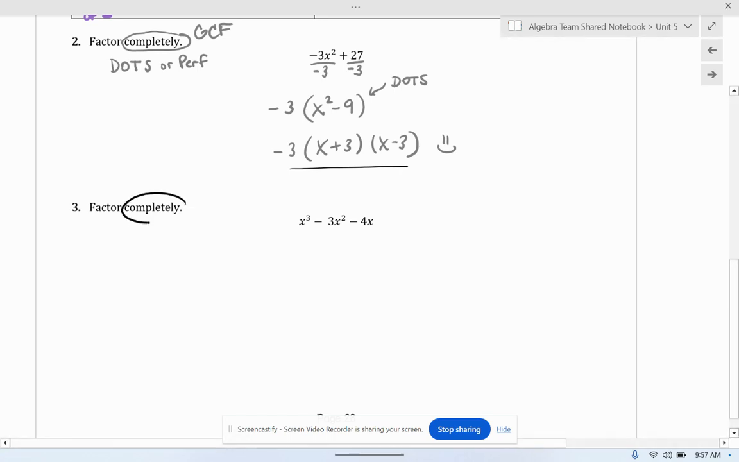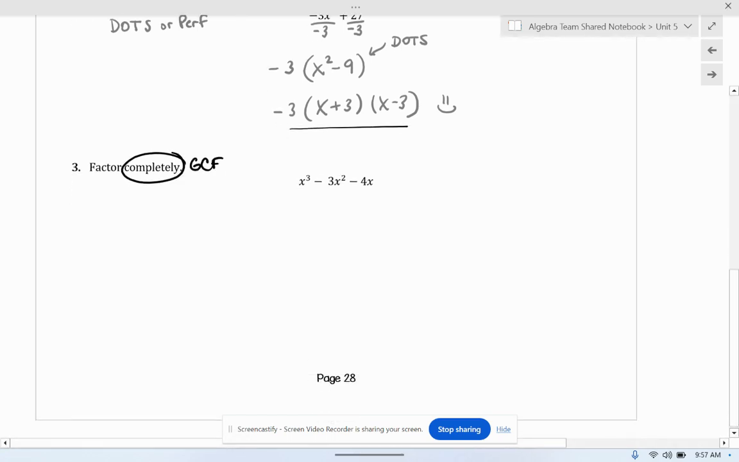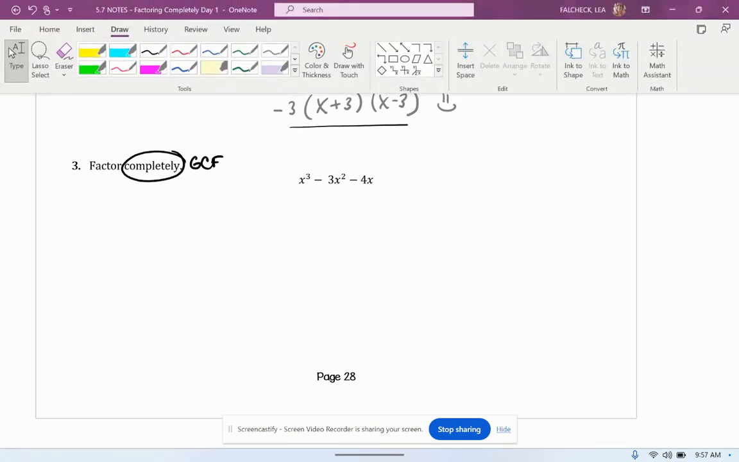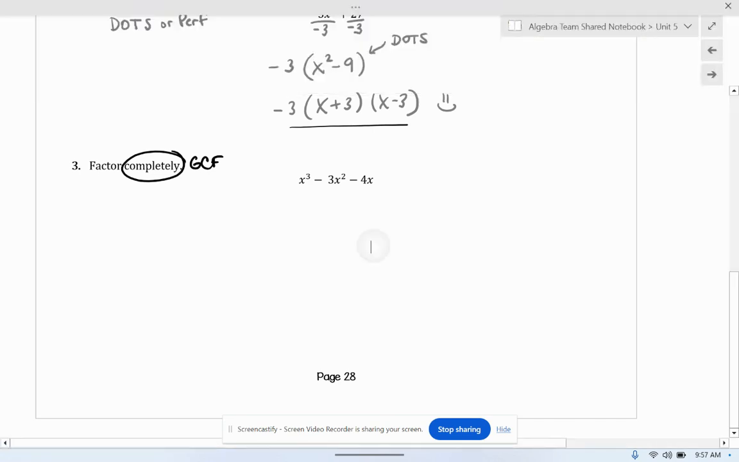So let's go to number 3. Factor completely, magic word, look for a GCF. In this case, I have x cubed minus 3x squared minus 4x. This guy is not going to have a GCF that's a number because there's no leading coefficient listed here, but he's going to have a GCF that's an x. How could x be the GCF? Well, think about it. How do you make an x cubed? You multiply x times x squared. How do you make a negative 3x squared? You multiply x times a negative 3x. How do you make a negative 4x? You multiply a negative 4 times x.